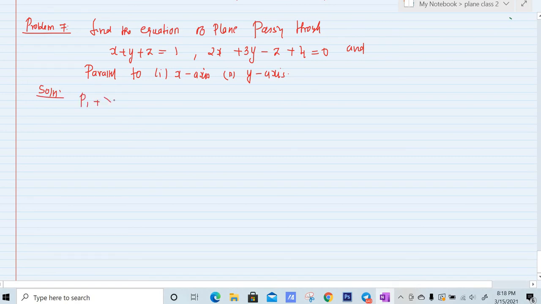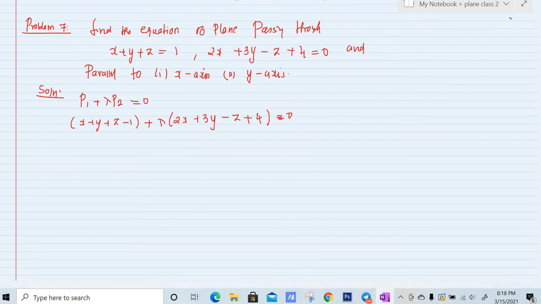So P1 plus lambda P2 is equal to 0. This is the equation we need to find. This will be x plus y plus z minus 1 plus lambda into P2, which is 2x plus 3y minus z plus 4, is equal to 0. Now in the first problem, to find lambda, they have given the point of intersection. In the second set of problems, they have said that the point of intersection of the planes is perpendicular to some plane. Using dot product, we have found lambda. Now here, we will move on to the first case.